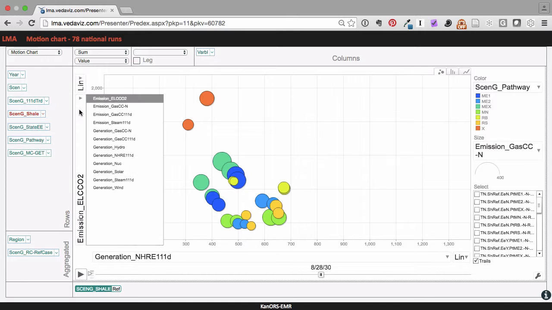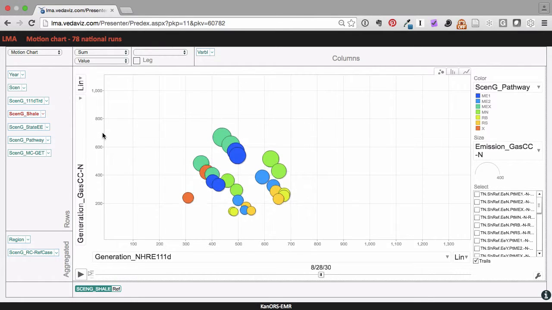Finally, I'm going to change the y-axis to generation from new gas so that we can see the relationship between new gas generation and new renewable generation. And so we can see that there's a fairly linear relationship, and that scenarios that have more renewable generation have less new gas, and scenarios that have more new gas have less renewable generation.